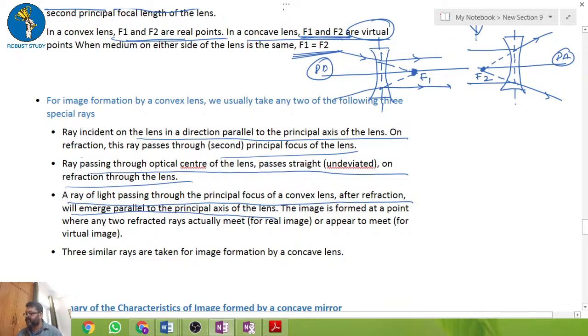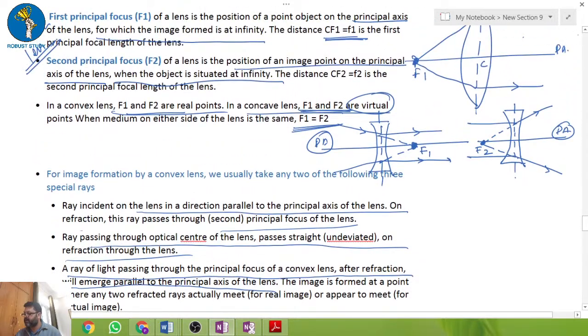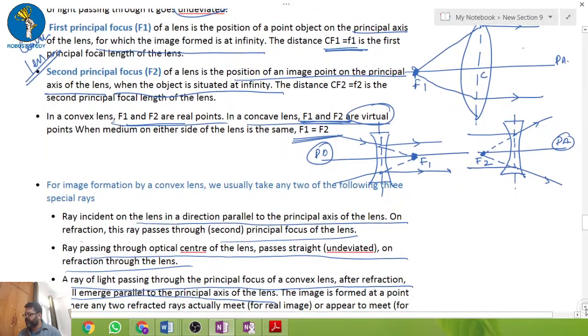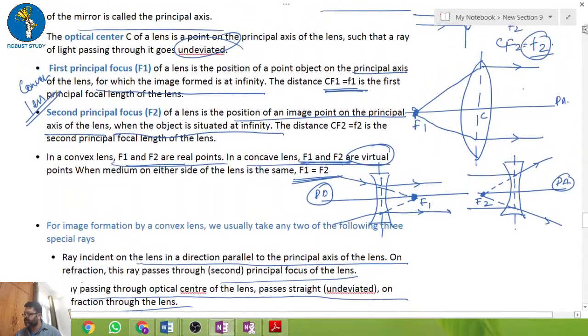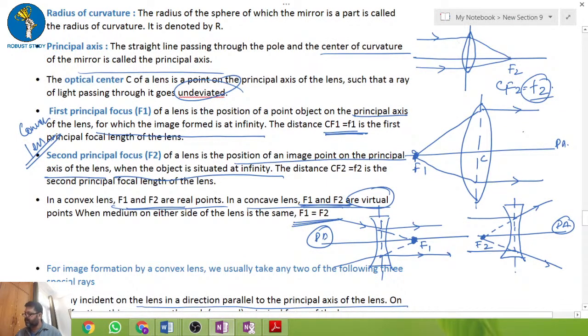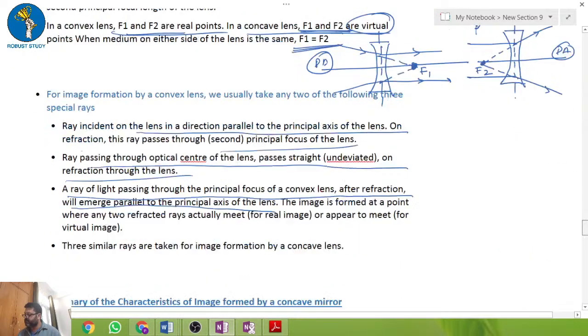We have seen already, first, the ray incident parallel to the principal axis. We have seen it here in the convex lens, I will draw it again: if it is parallel, after the deflection they meet here. Second, if it emerges through the focal point, after refraction it will be parallel to the principal axis. That's what it is saying, it's nothing new. The ray incident on the lens parallel to the principal axis, in case of a convex lens, passes through the second principal focus on refraction. We have seen this already.